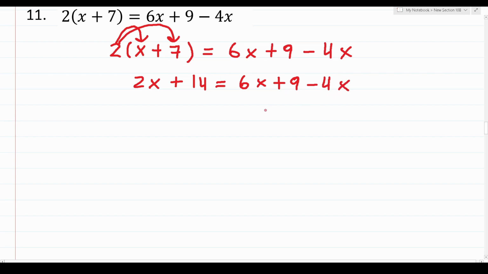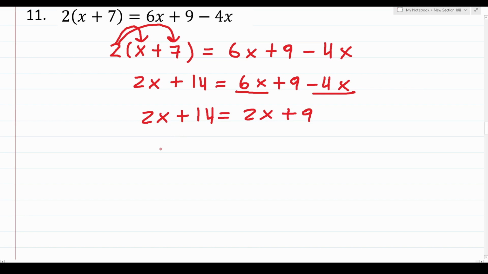Now you should see that we have x's all over the place in this equation. We have a 2x over here, a 6x here, and a negative 4x here. So I'm going to try to consolidate my x's at this point. And what I'm going to do more specifically is I'm going to combine 6x and negative 4x since those are like terms. 6x minus 4x is going to be 2x, so this becomes 2x plus 9. And then over here we have 2x plus 14.